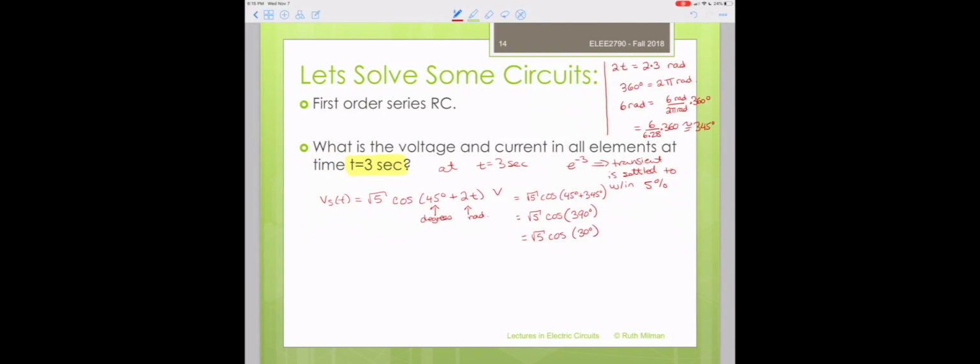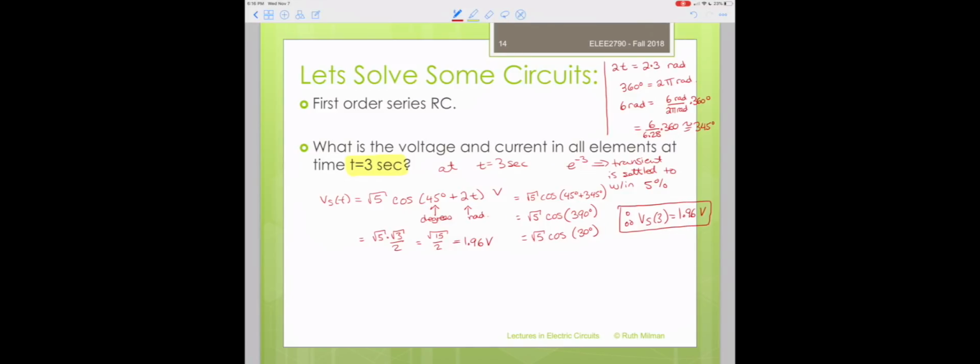So, when I go back to here, I'm going to have root 5 times root 3 over 2, which is equal to root 15 over 2, but of course that's not super helpful, so if I plug that into my calculator, I'm going to get 1.96 volts. So therefore, Vs at 3 is equal to 1.96 volts. That's the source voltage, that's the value that we had that was exact. Now we're going to turn around and take a look at some of the other pieces within this.